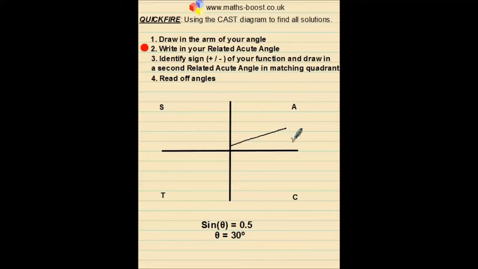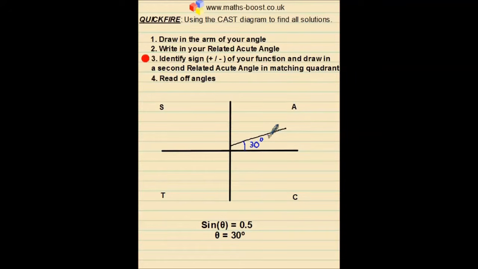Now write in your related acute angle, always measured from the nearest x-axis. Work out if your trigonometric function is positive or negative in the quadrant you have drawn it. Find the other quadrant that matches this sign and draw in another related acute angle.